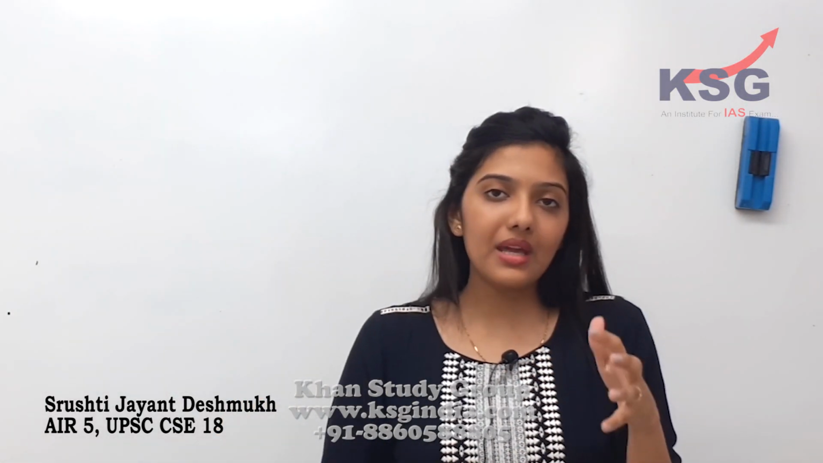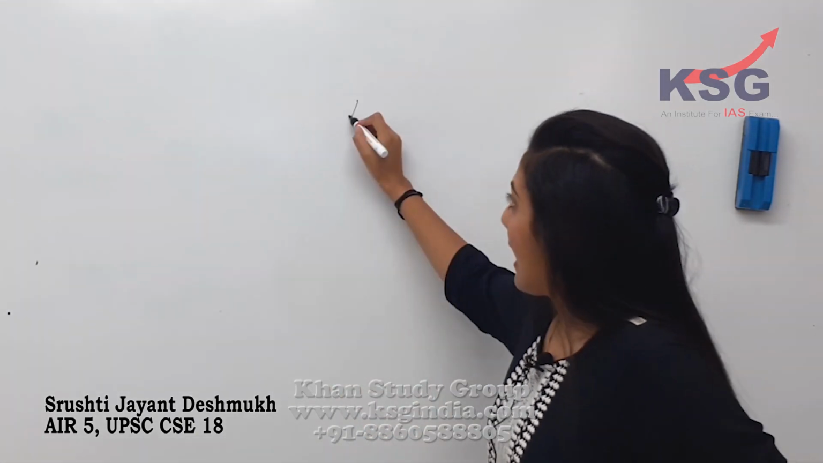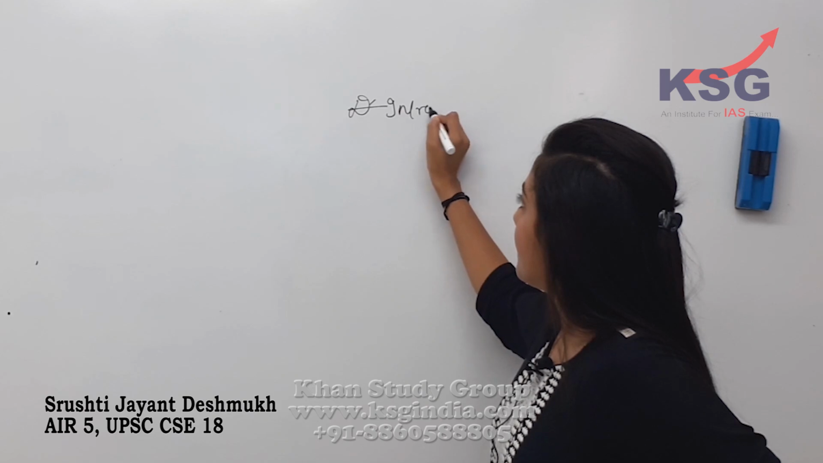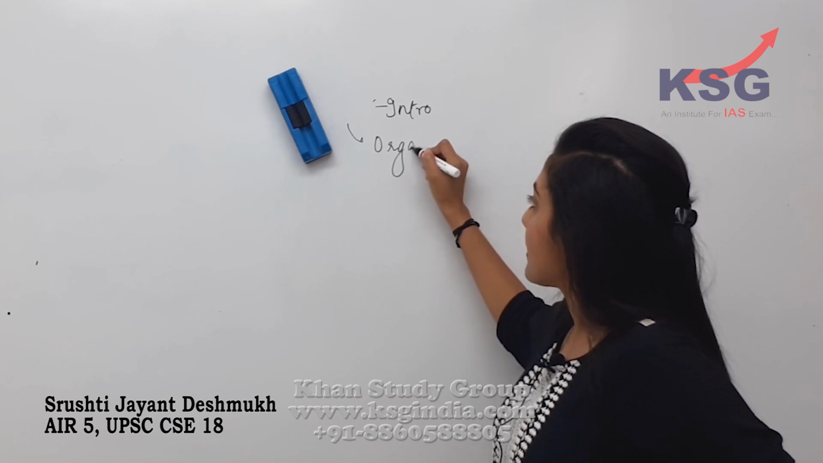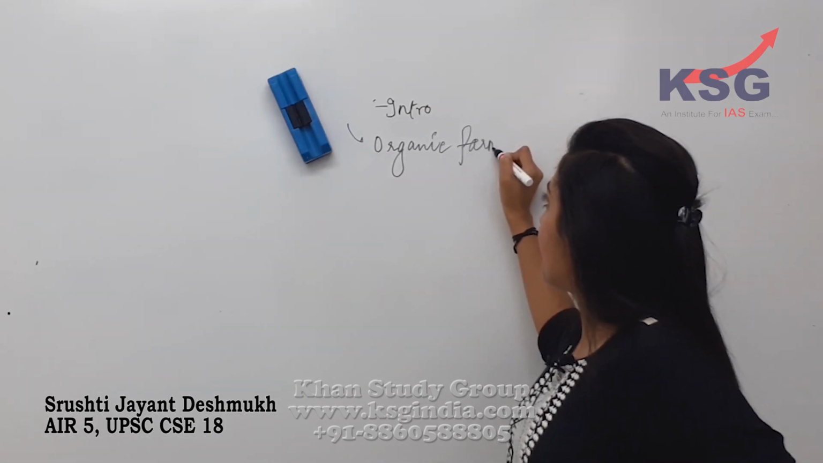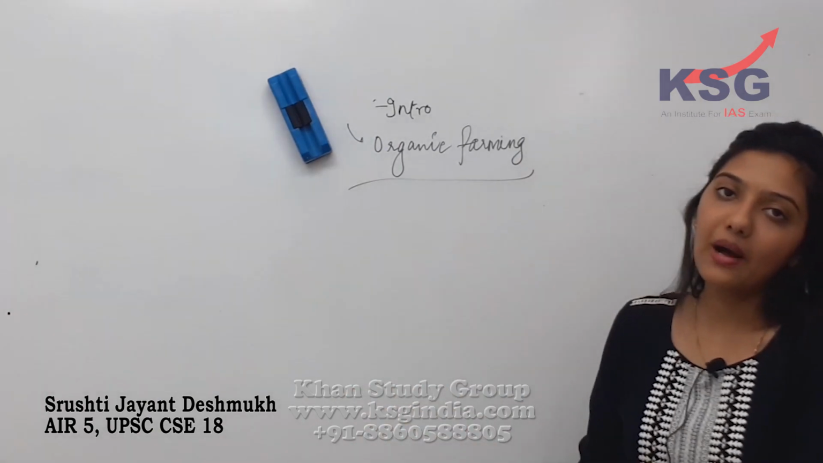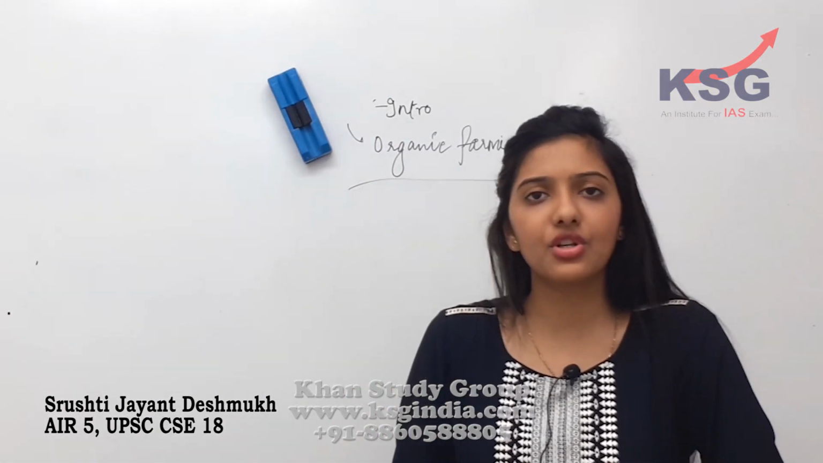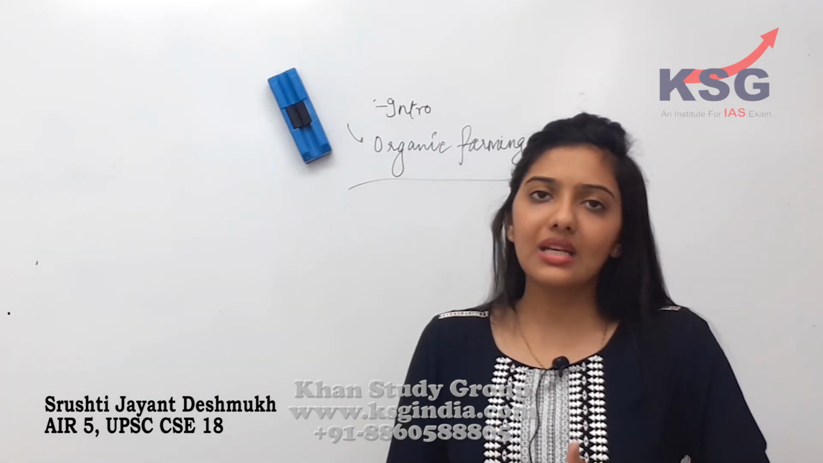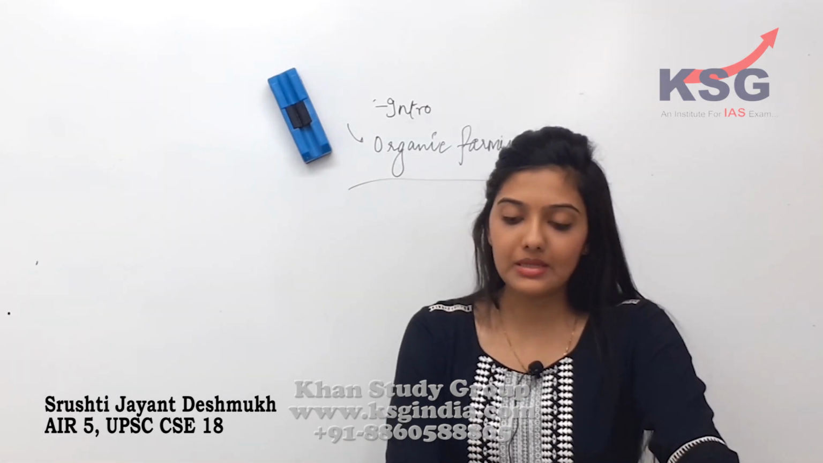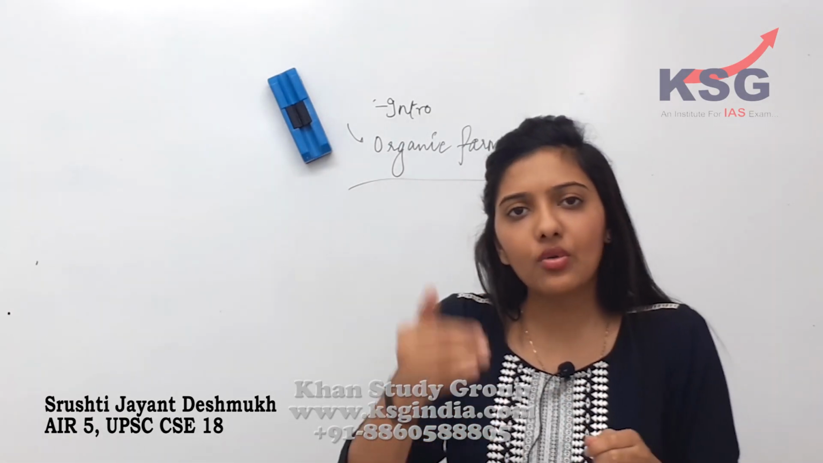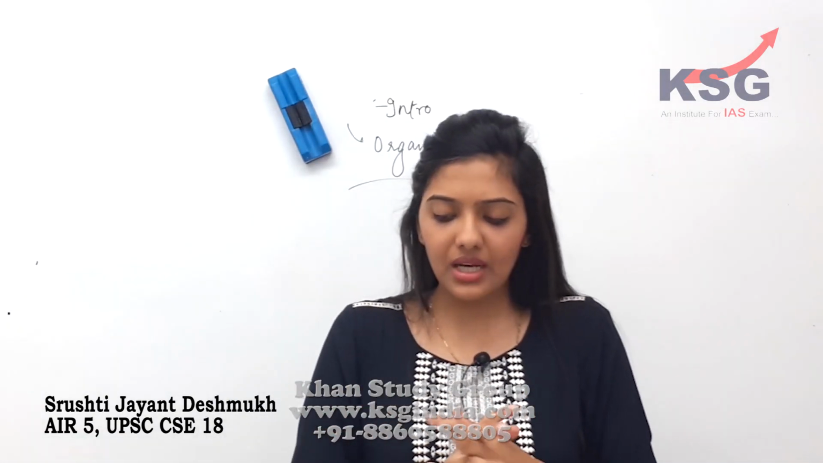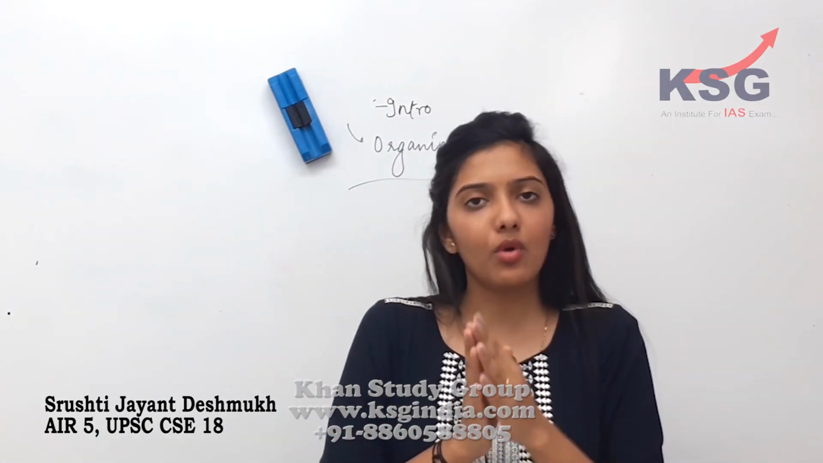Since the entire question is going to be about organic farming, in the introduction I just tried to define what organic farming was. Organic farming is farming in which you're not using artificial pesticides and fertilizers, but you're using natural resources for farming purposes. So I mentioned what organic farming is. Then I also mentioned one statement that Sikkim is the only state in the country which has been designated. So we are accepting what is given in the question.